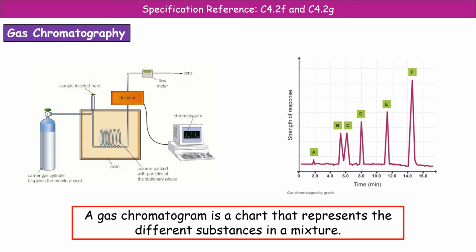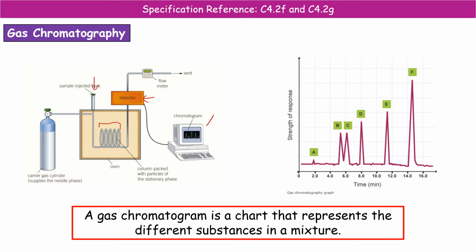We inject our sample into the machine here, and then as it moves through, due to the carrier gas pushing it through, this little coil here is filled with particles of the stationary phase, which tends to be silica or alumina powder. Different sized particles are going to find it easier to get through this than others. So the smaller the particle, the easier it is to get through the stationary phase, and then they'll be picked up by the detector here as they emerge from the other side.